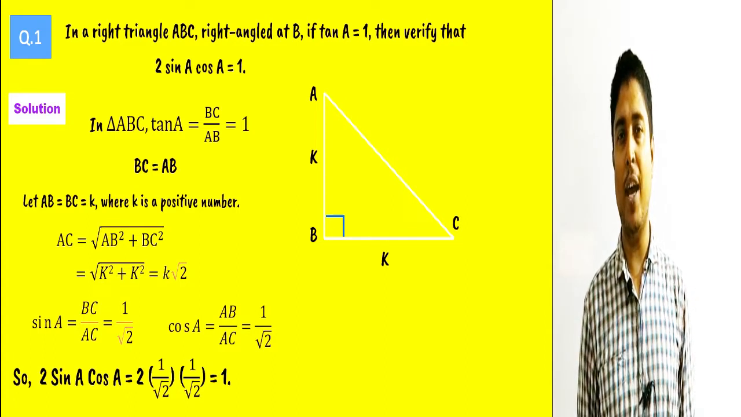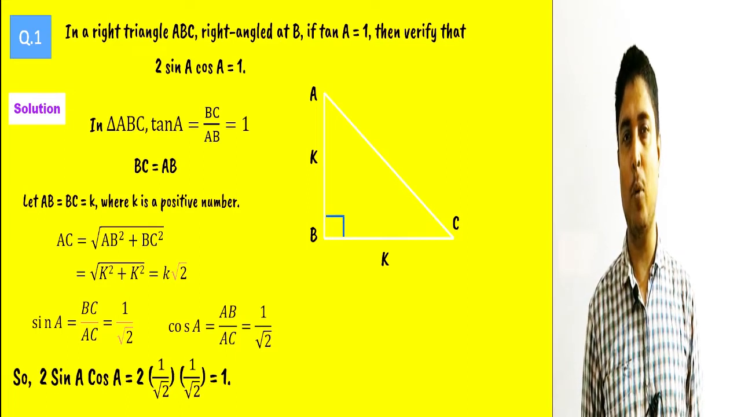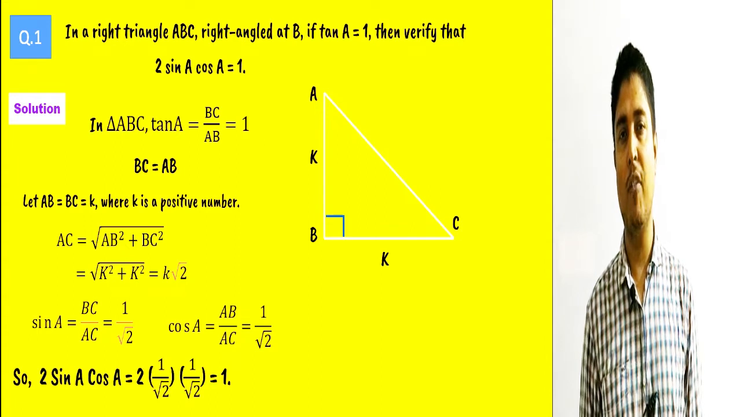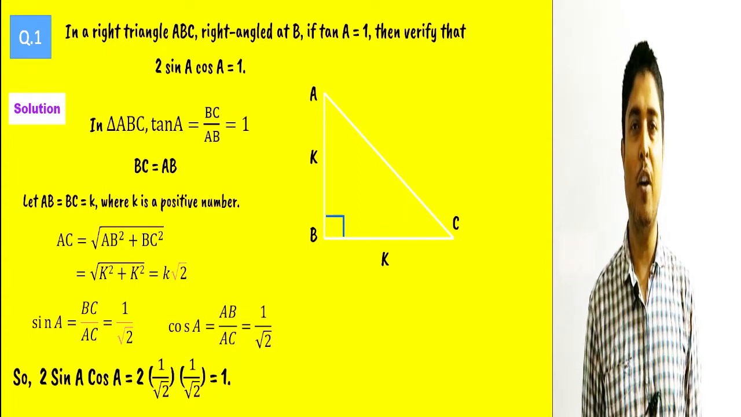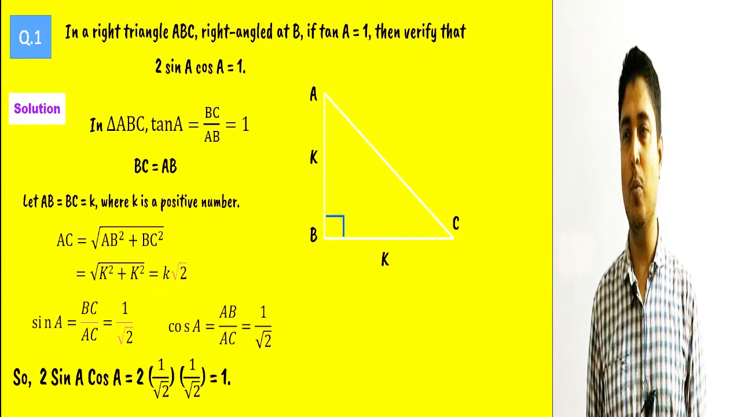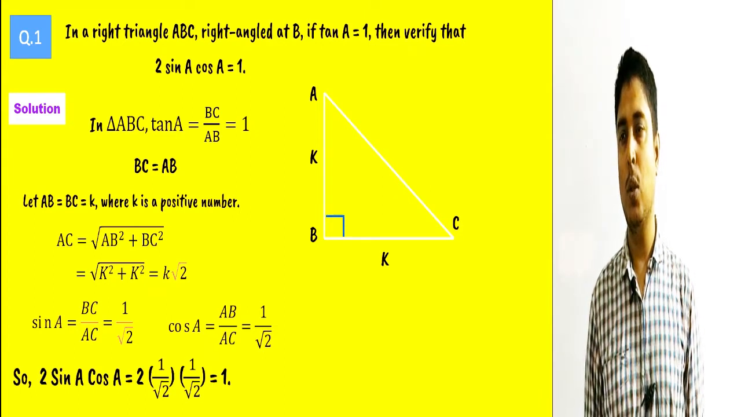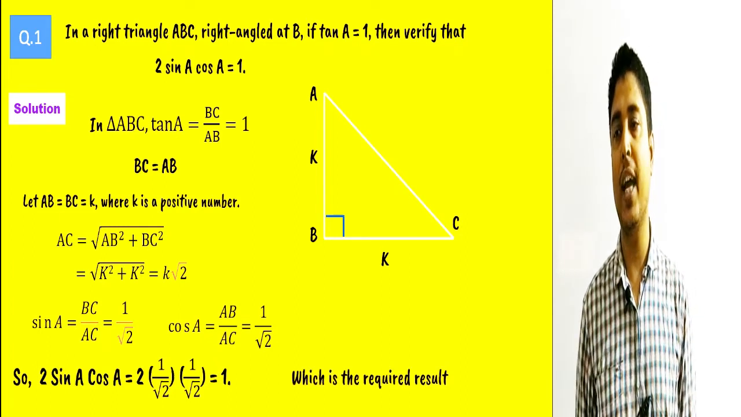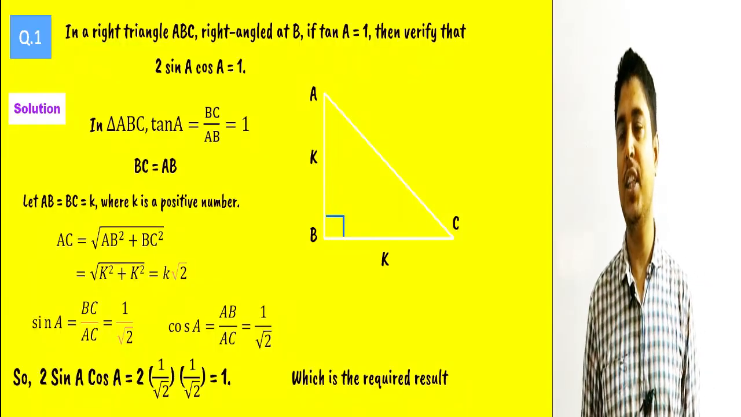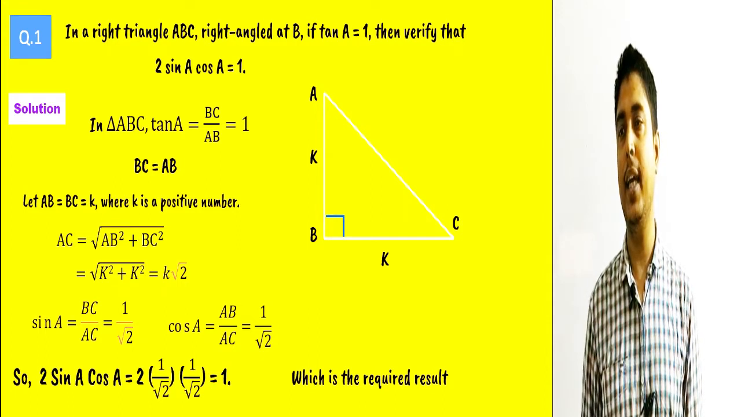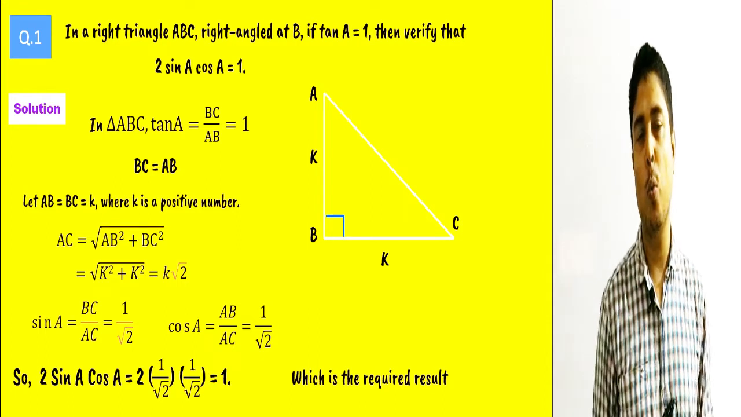Now we know the value of sine of 45, that is 1 upon square root of 2. We also know the value of cos of 45, that is equal to 1 upon square root of 2, and tan of 45 is of course equal to 1. So since tan of 45 is 1, you can assume that A is 45 degrees. Then you can find the sine of A and cos of A, put the values, and prove in this way that 2 times sine A into cos A is equal to 1.